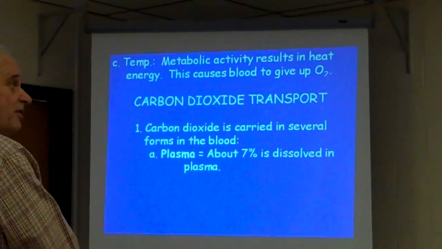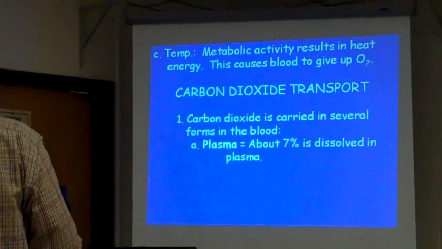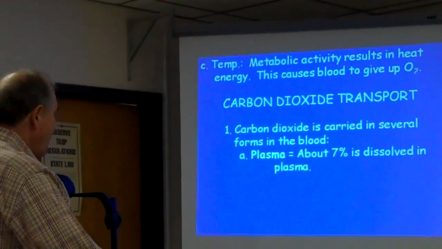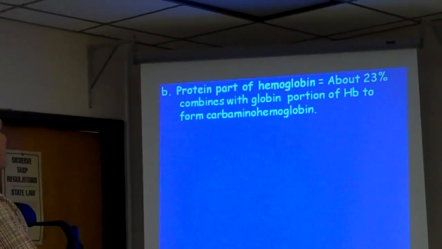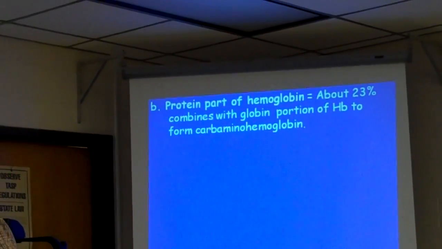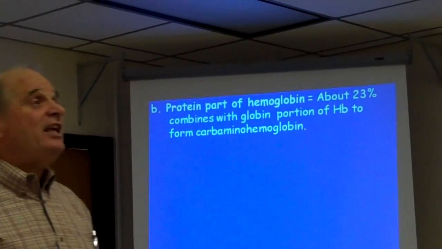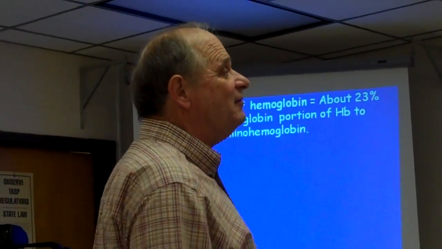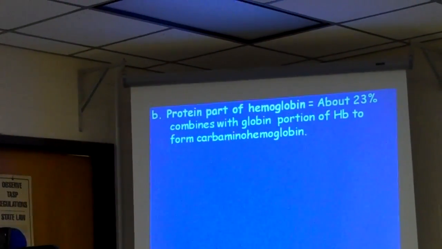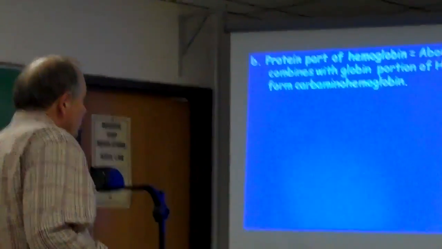So a small percent of CO2 is just dissolved in blood plasma. What is blood plasma? That's the liquid part of blood. So everybody pretty well on that one. All right, now right here, protein part of hemoglobin, about 23% combines with the globin portion of hemoglobin. What is hemoglobin made up of? Heme. What does heme contain? What's chelated? Iron. And the globin is the protein part of hemoglobin, the globin molecule. All right, so about 23%.